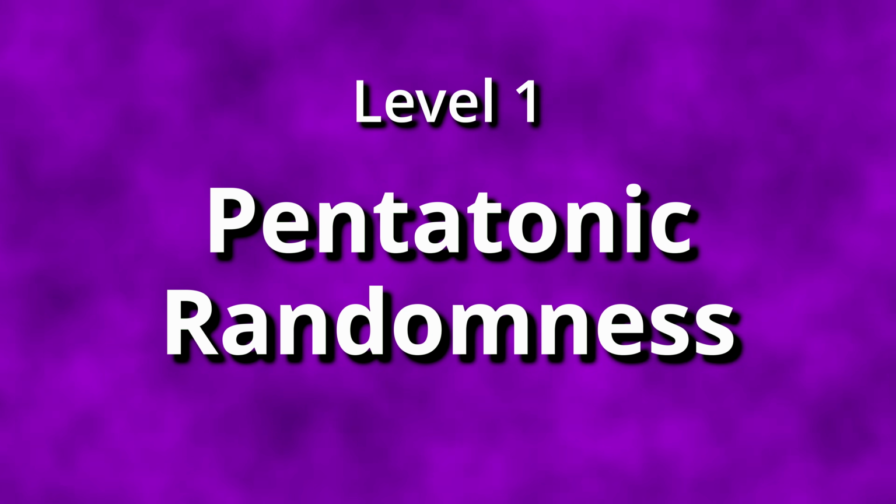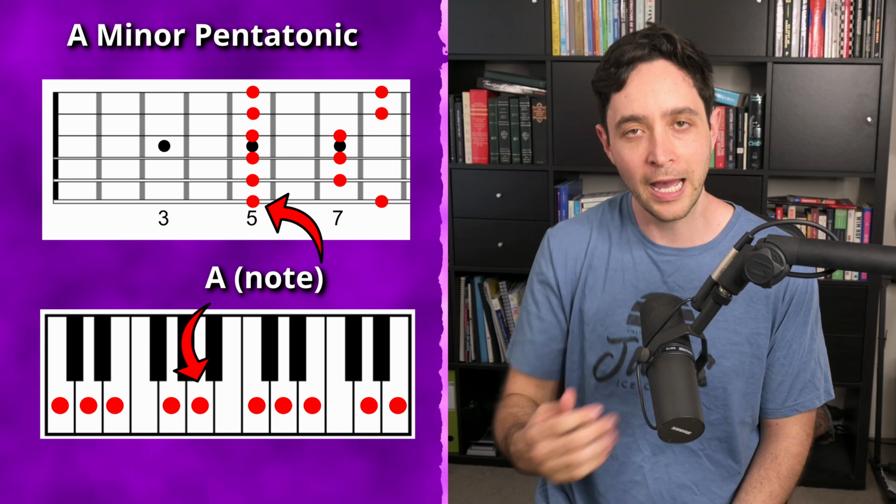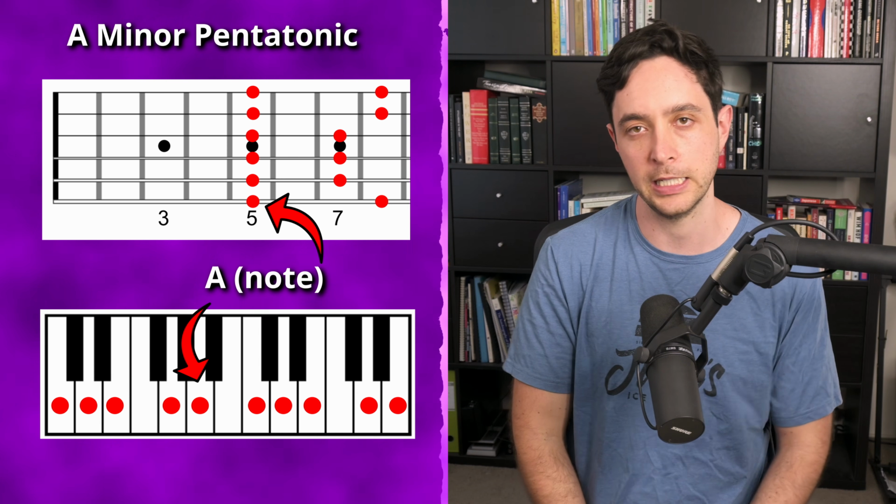Level 1 is pentatonic randomness. The pentatonic scale should have been the first scale you ever learnt. If you haven't learnt it, here it is in A minor. And this is pretty much all you need to know to get started. With this backing track, where there's a free download below, we can play any note from the pentatonic scale anywhere without much thought and it will sound acceptable.